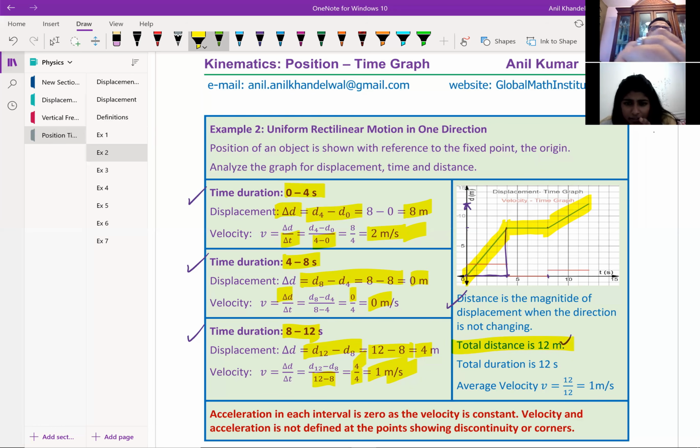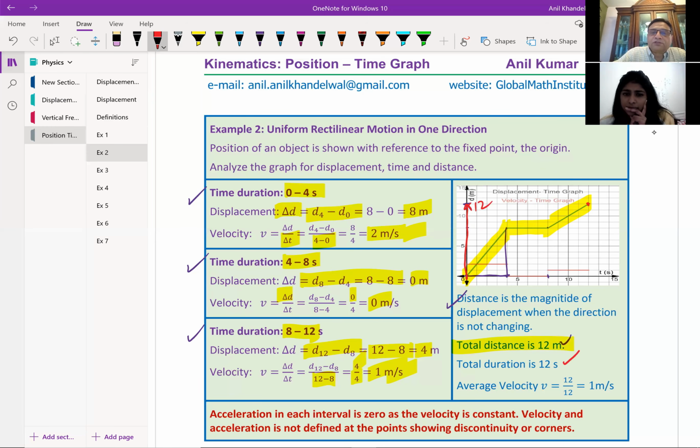So from the graph itself, net change in position is this, right? From 0 to 12. So that is the net distance you could straight away read since there is no turning point. Since there is no turning point, the final position is giving you the total distance, okay? Total time is 12 seconds.